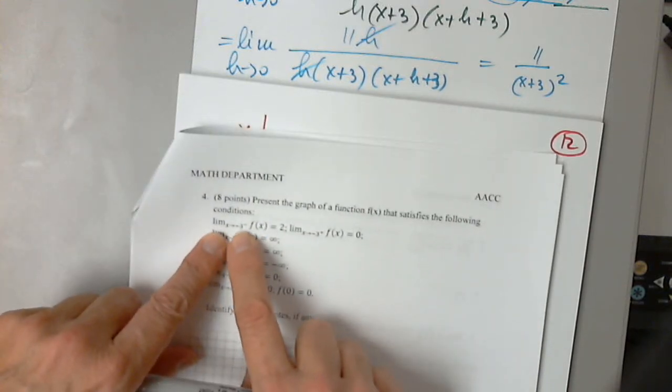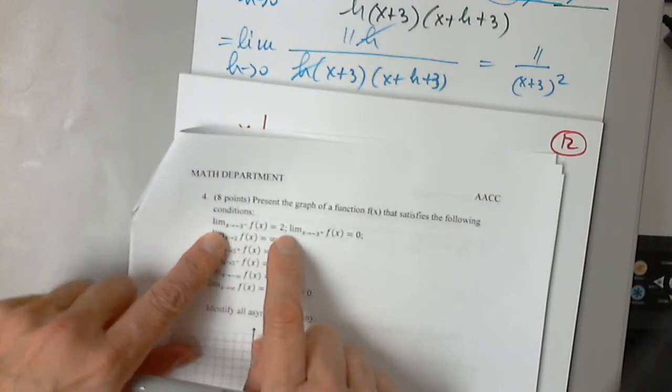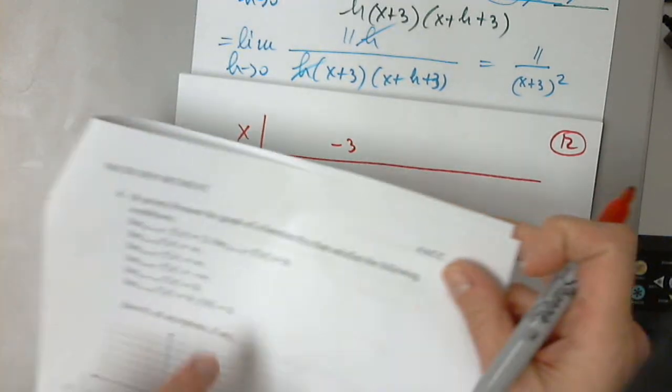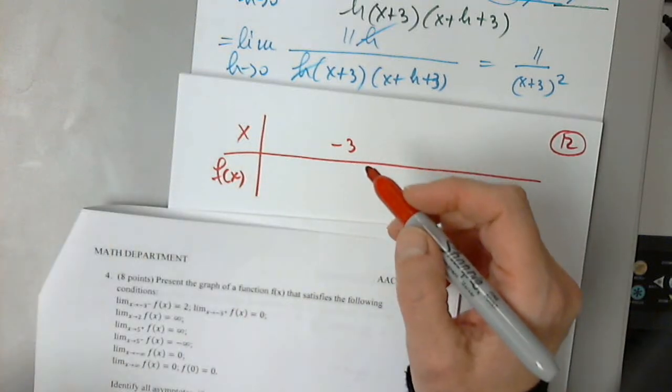Okay, so here's what I recommend here. So the limit from the left of f of x is negative 3, so here's negative 3, and the limit from the left, they say, is 2. Of course.